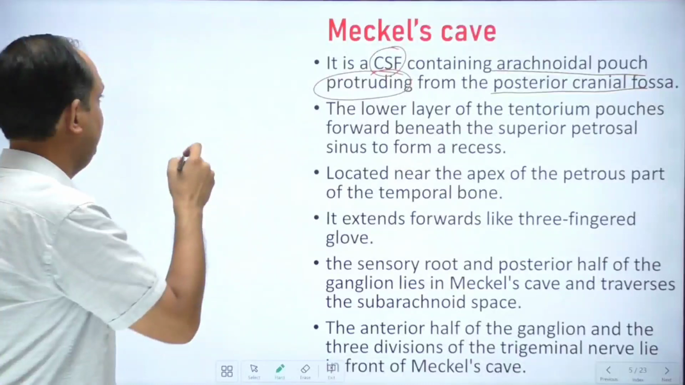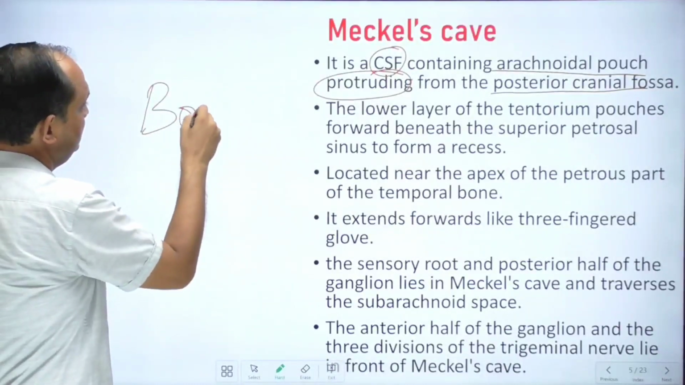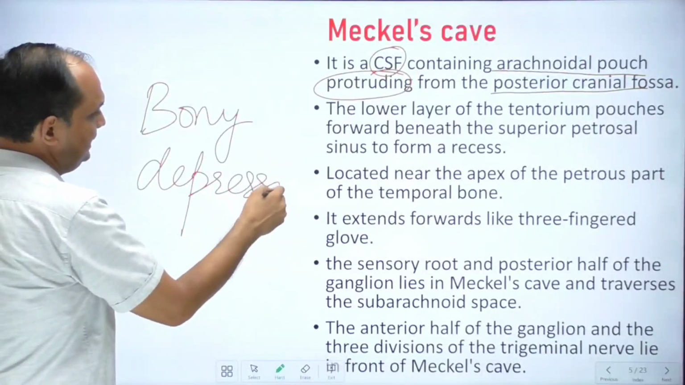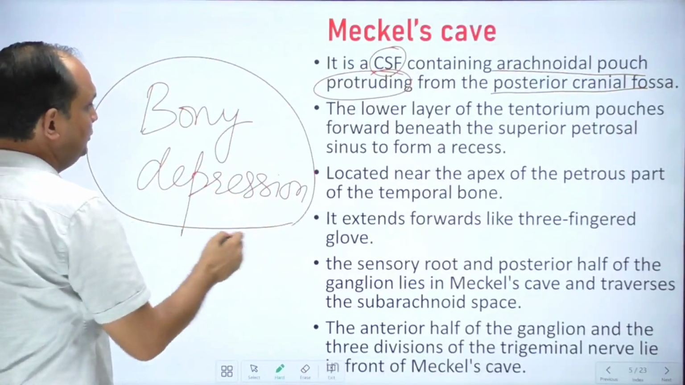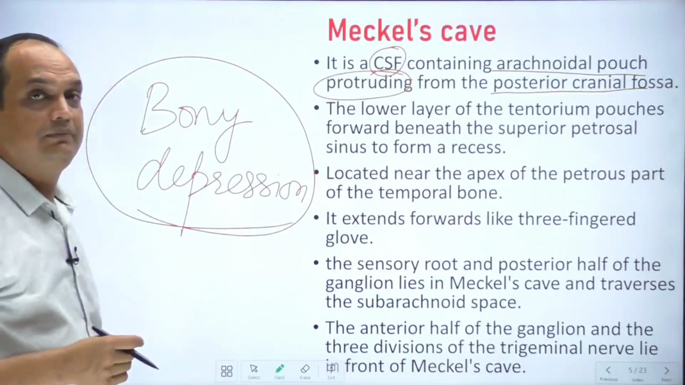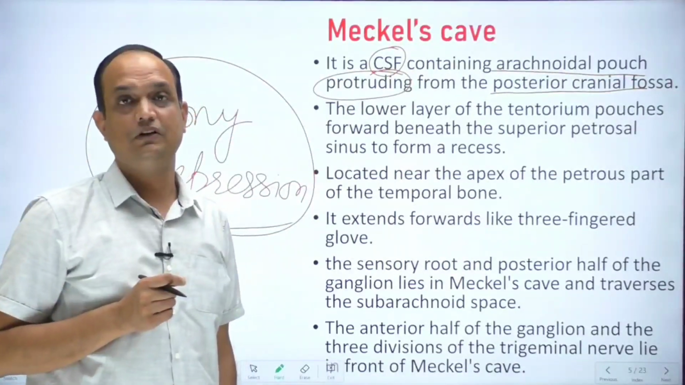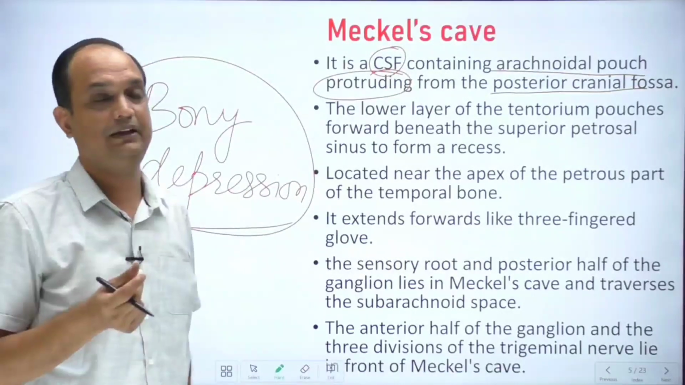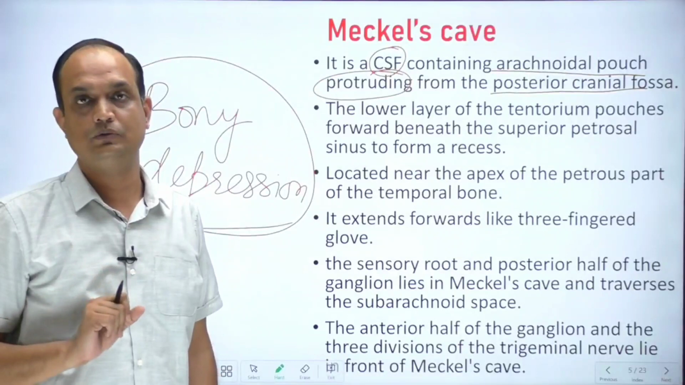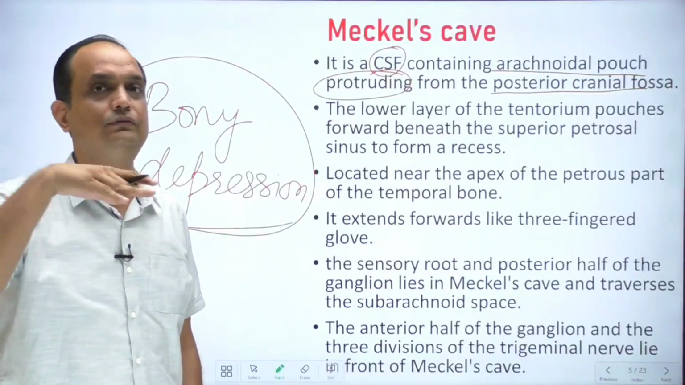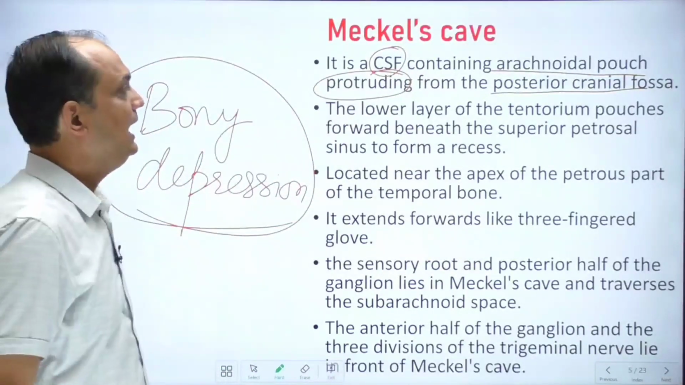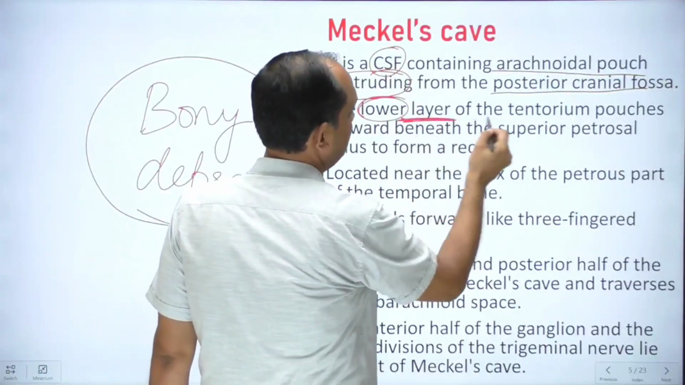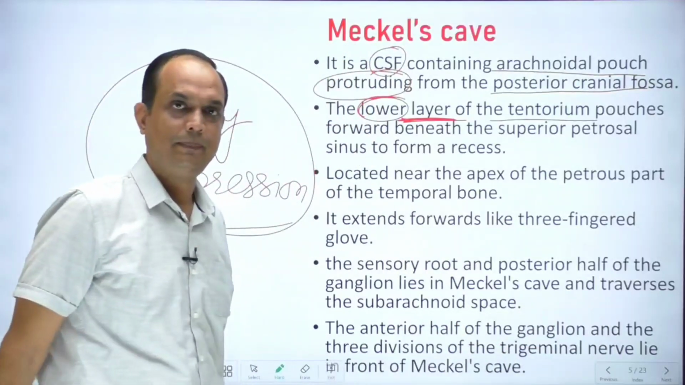ठीक है? देखिए, that bony depression is present in the middle cranial fossa. That bony depression is known as the cavum trigeminale, a feature of the middle cranial fossa. Now that bony depression has a dural sac or dural pouch. That pouch starts to form from the posterior cranial fossa, and this pouch is actually the lower or inferior layer of the tentorium cerebelli. Clear?